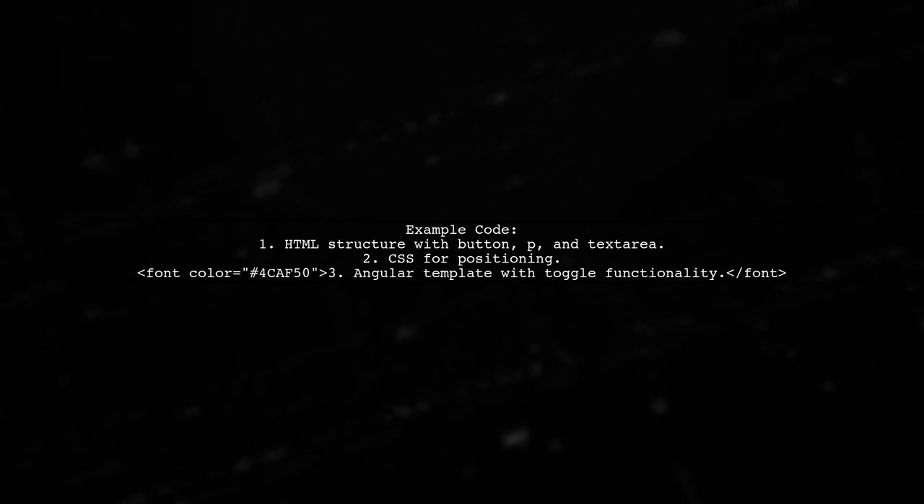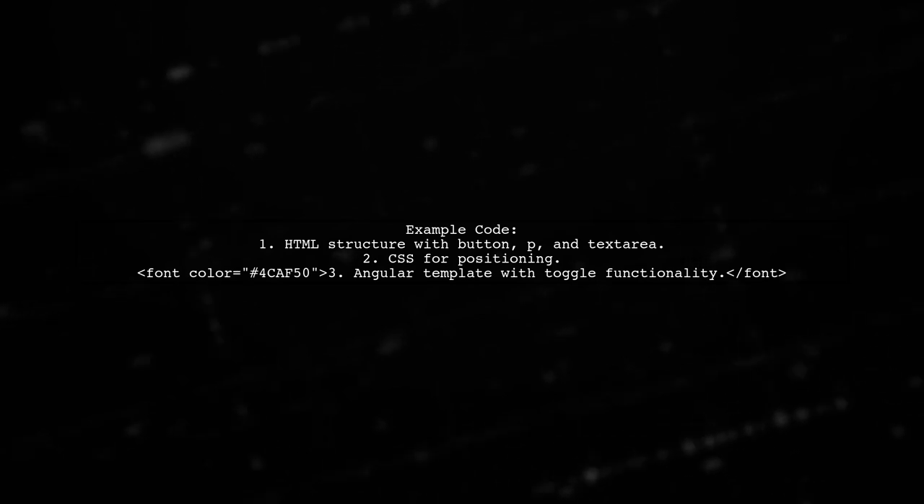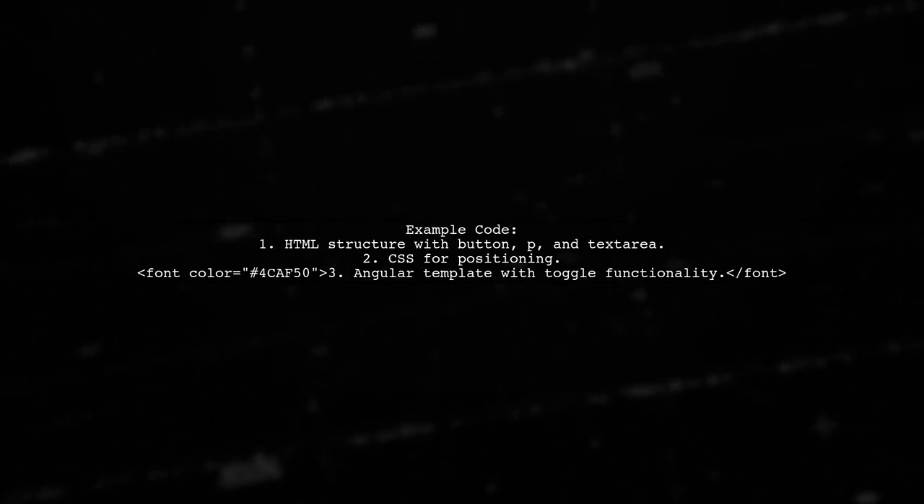For a practical example, you can toggle between a paragraph and a text area using a button. The text area can be positioned absolutely within a div, allowing for seamless editing. In Angular, you can adapt this by using a Boolean variable to control the editing state, allowing for a clean and efficient way to manage text input.